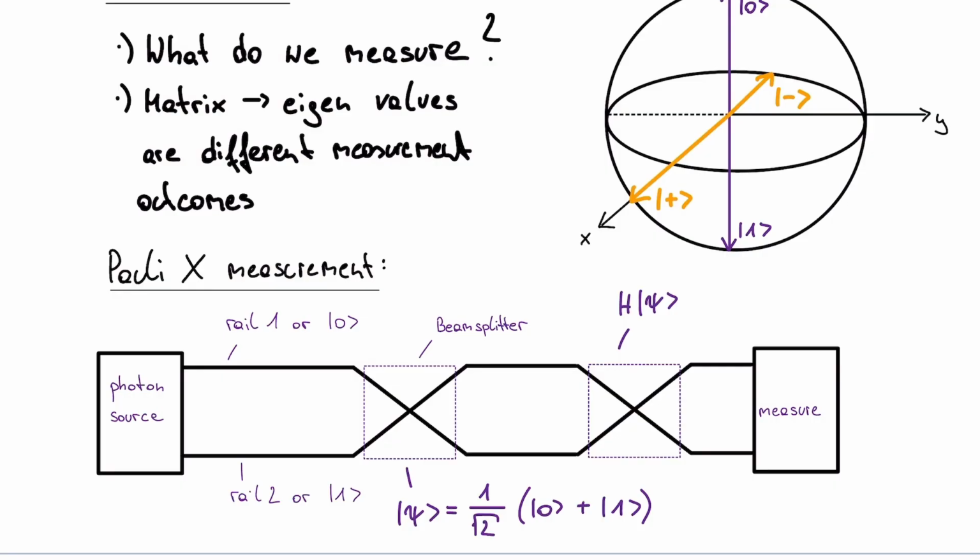If the state was in the plus state, the photon will always be detected in rail 0. If the state was in the minus state, the photon will always be detected in rail 1. So just like with the Z basis, the outcome is still either one detector or the other. But now the interpretation is different. Rail 0 corresponds to the plus state and rail 1 corresponds to the minus state, just like I've drawn it here on the Bloch sphere.